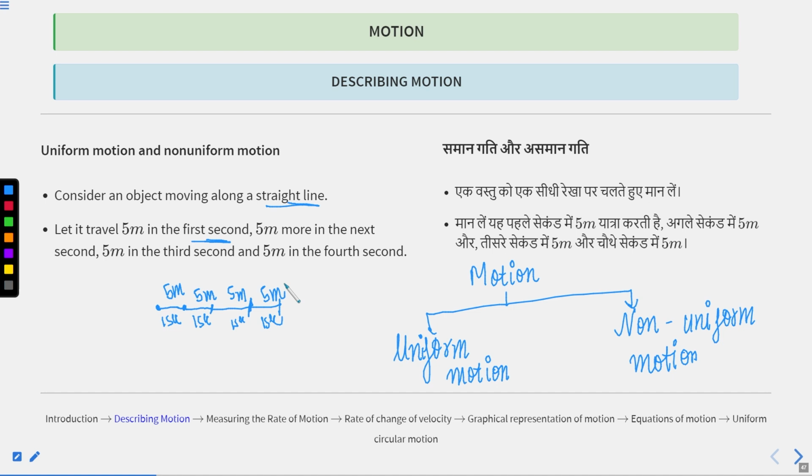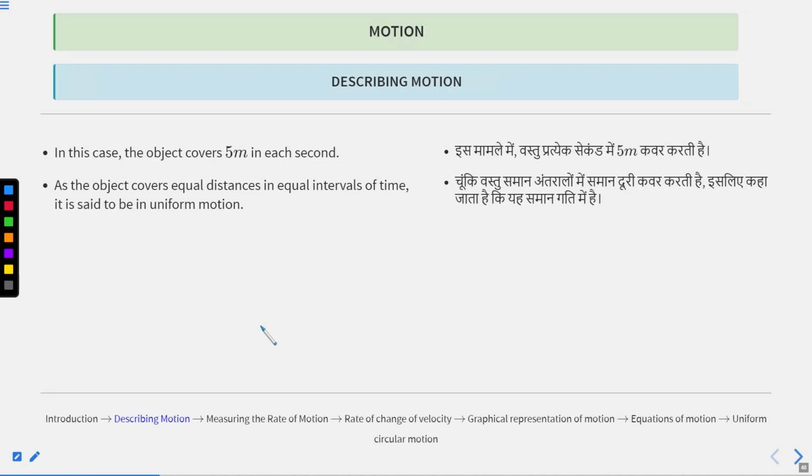Let's assume your father is driving on a clear road. It means there is no traffic, no speed breakers. So he will cover equal distance in equal interval of time, like this example, where the object is covering 5 meter of distance in equal intervals of time. It means that in each second, that object is traveling 5 meter. Clear class? In this case, the object covers 5 meter in each second.